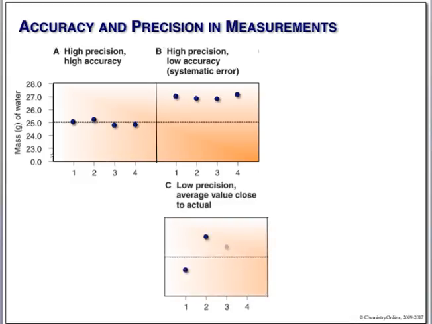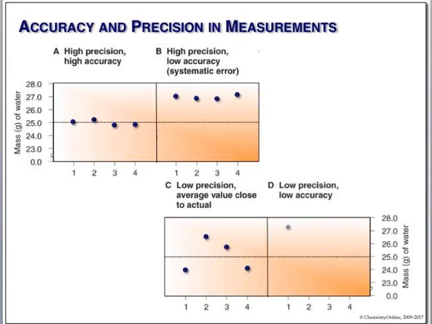Now here we take a bunch of measurements, and just by luck, the average of these turns out to be 25. That's just by luck. It is not an accurate determination, nor is it precise. They're scattered all over the place. And finally, here we have low precision and low accuracy. We're all up and down. We're everywhere. This is a bad set of measurements. Any questions?